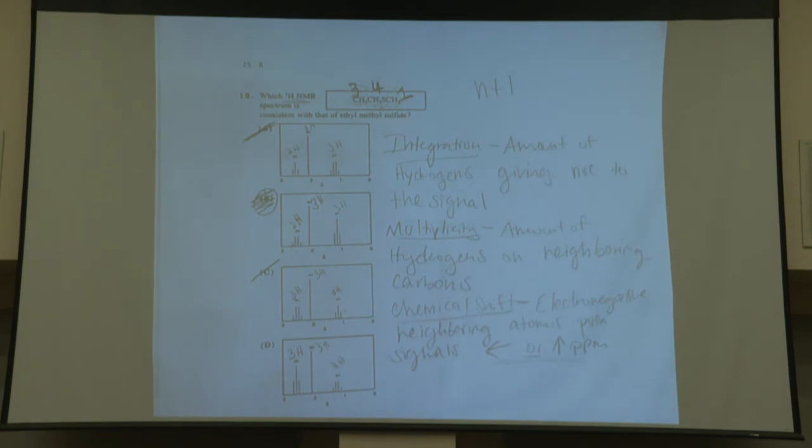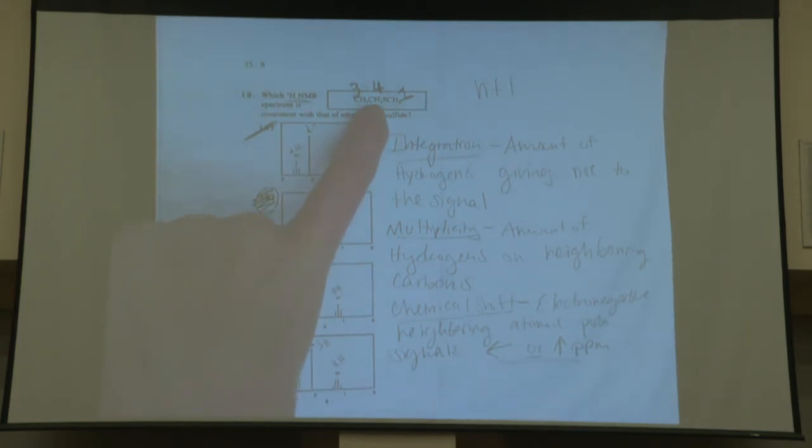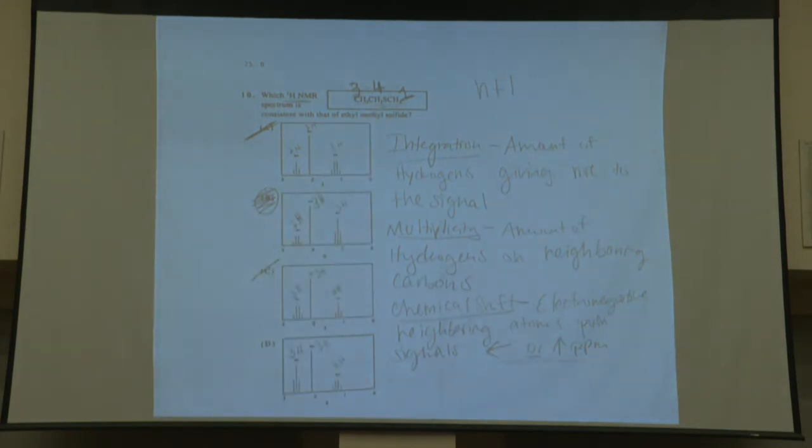Oh, maybe I drew this one wrong. Oh, well, actually, if I drew this one right, the way you have to tell is that your quartet is next to the electronegative atom, right? It's next to the S. So that's going to push it further to the left. In this answer, you have your quartet further to the right, right?